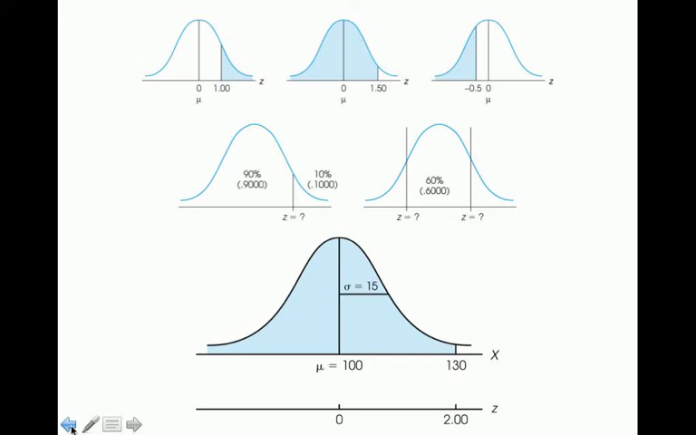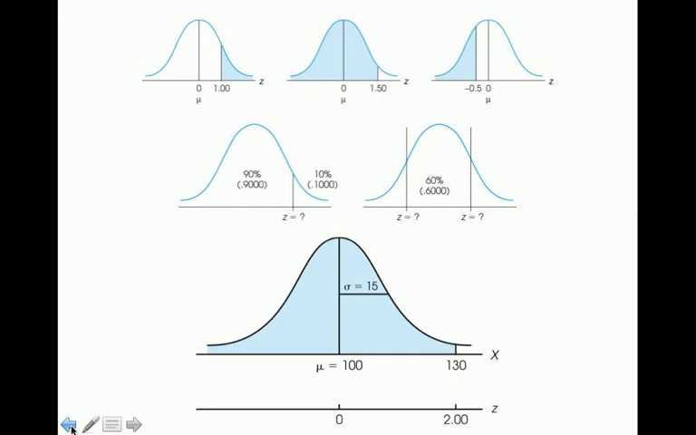When we look at this chart, we can determine the percentile rank for a z-score of 1. We can determine the percentile rank for a z-score of 1.5. It's the proportion of people to its left. We can determine the percentile rank for a z-score of minus 0.5.